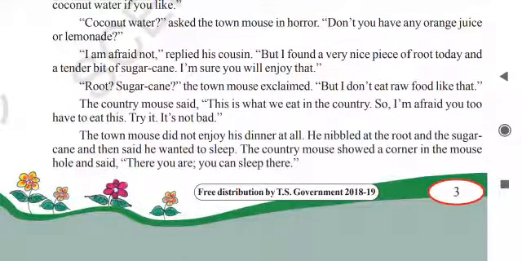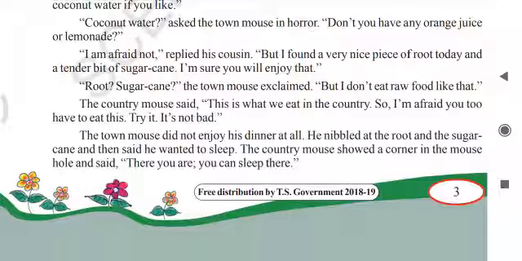So finally, the town mouse did not enjoy his dinner at all. So he just nibbled at the root and sugar cane. Okay, nibbled in the sense eating with slight interest, not showing that much interest. For example, if your mother cooks you food which you don't like much, what do you do? You just eat a little bit of that and you just move to the bed, right? So that is what is happening here. The town mouse also did not like the roots and all, so he just nibbled, just like pinching a little bit with his foretooth. Okay, and he went to sleep.